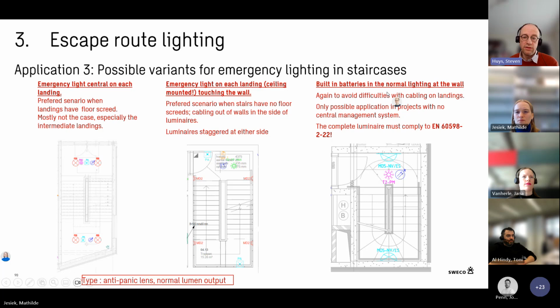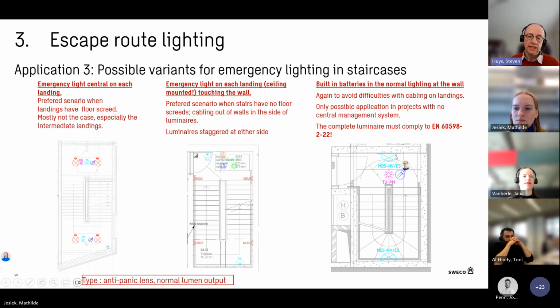A third way to do it is to use built-in batteries in the normal lighting fixtures, but pay attention that you then use fixtures that comply to this standard. And mostly you apply them on the wall. You could also have a variant where you put it on the ceiling, a lighting line here. So you could come out of it with cabling out of the walls.